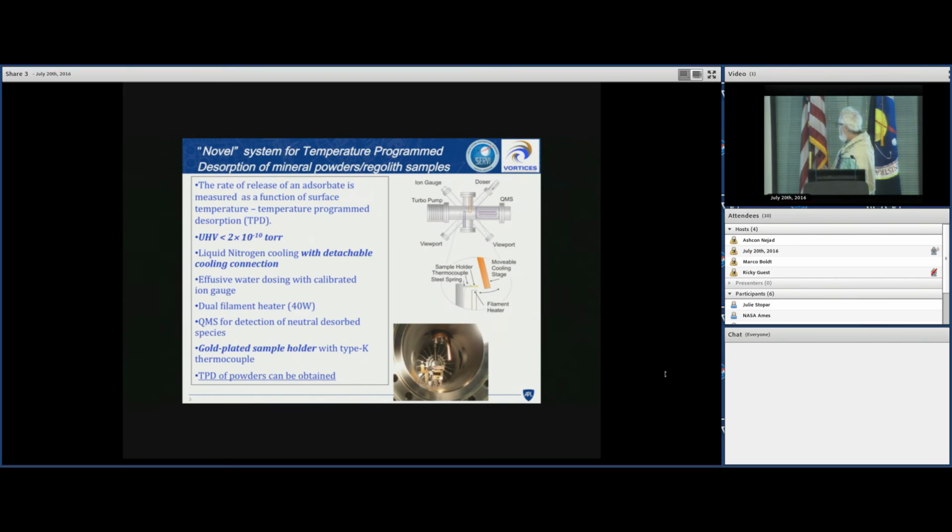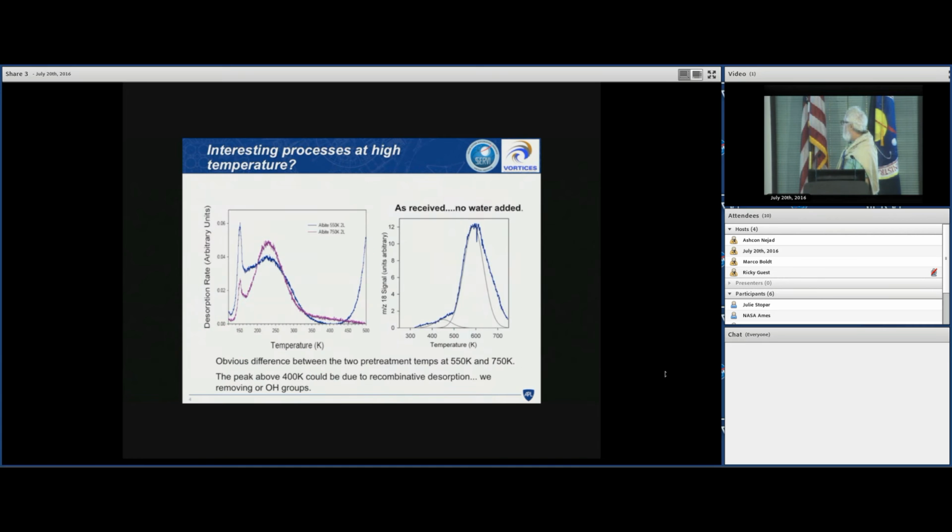So we can detach this, heat only the surface, and then we measure very carefully the rate of release of the water from the regolith surface with a controlled heating rate. And from that, we can back out what the binding energies are. Okay, and that's a TPD spectra.